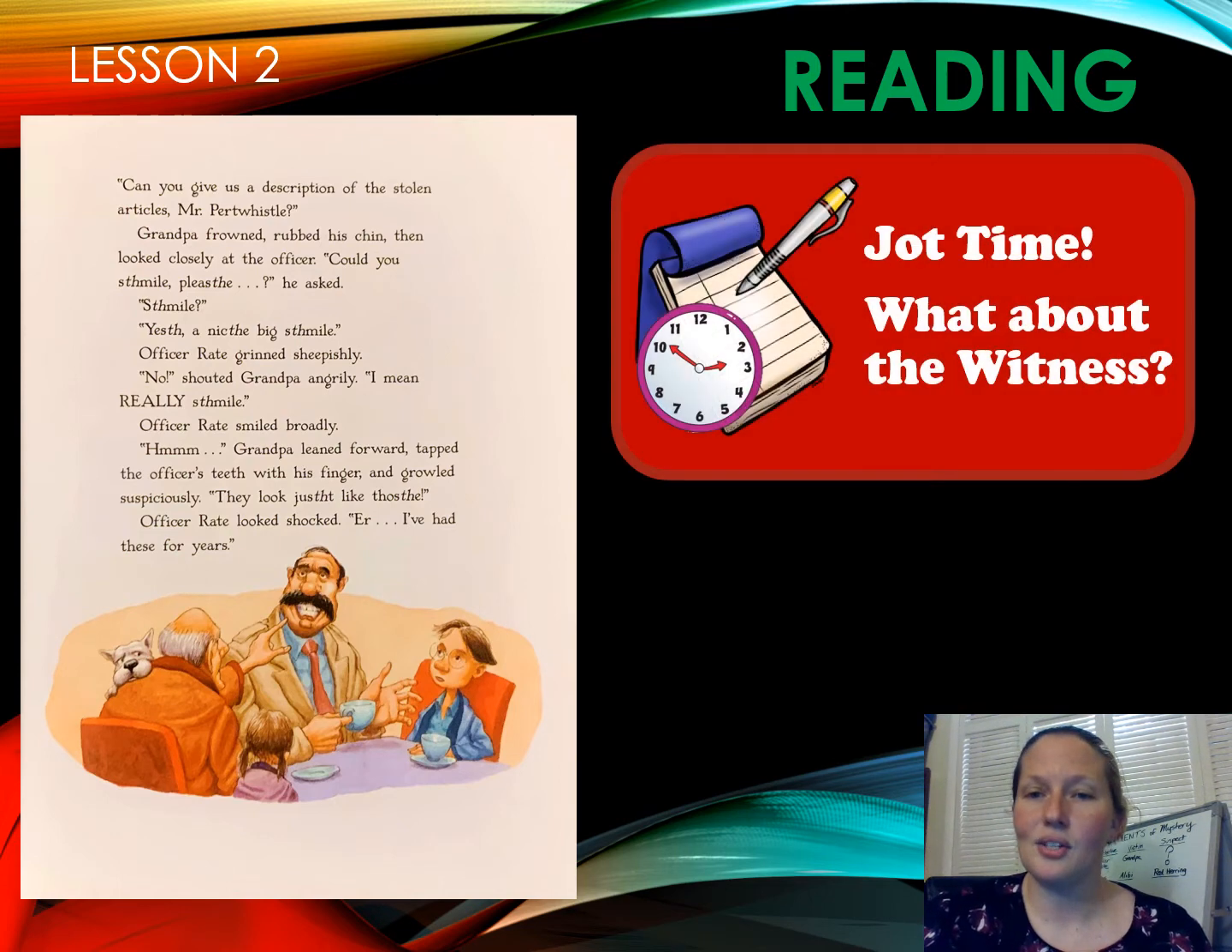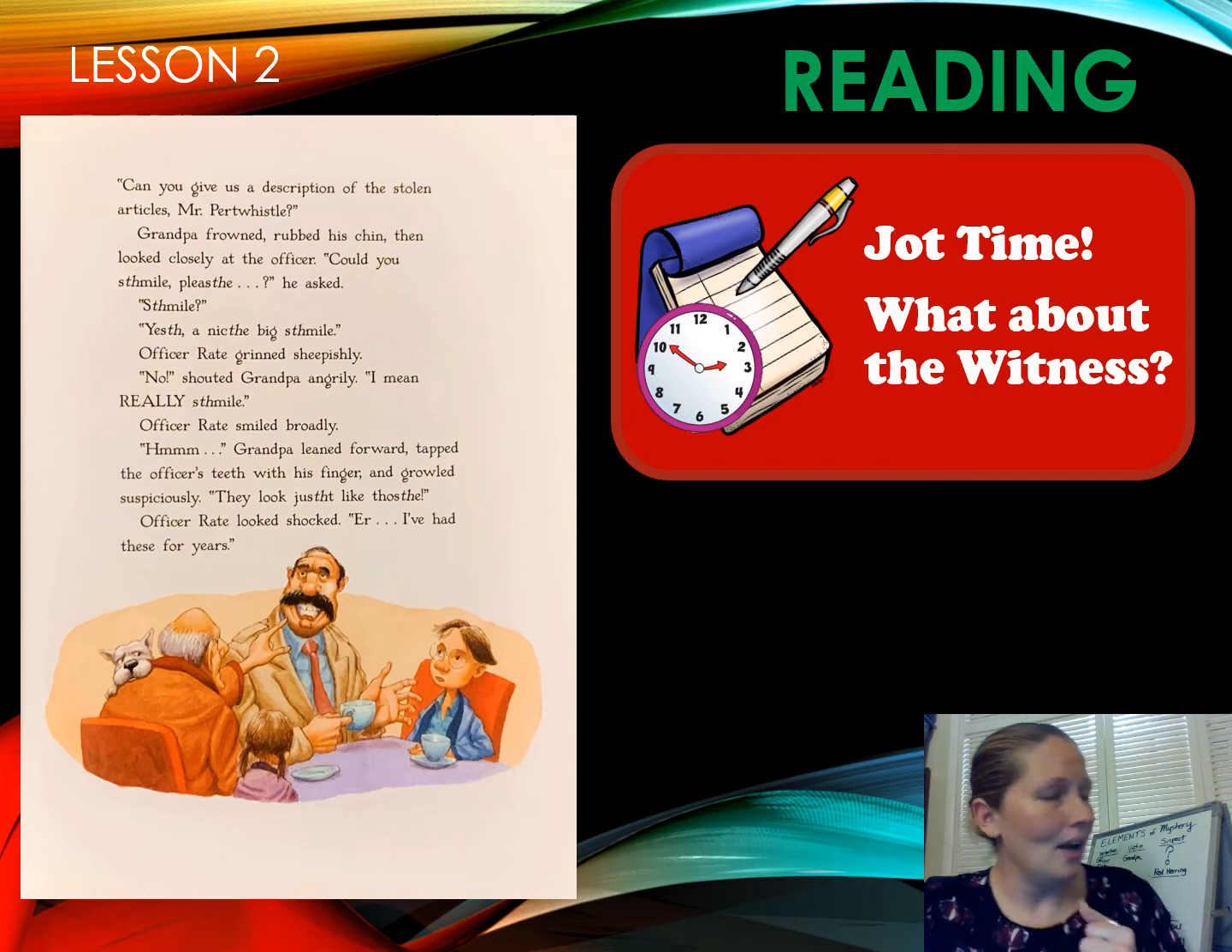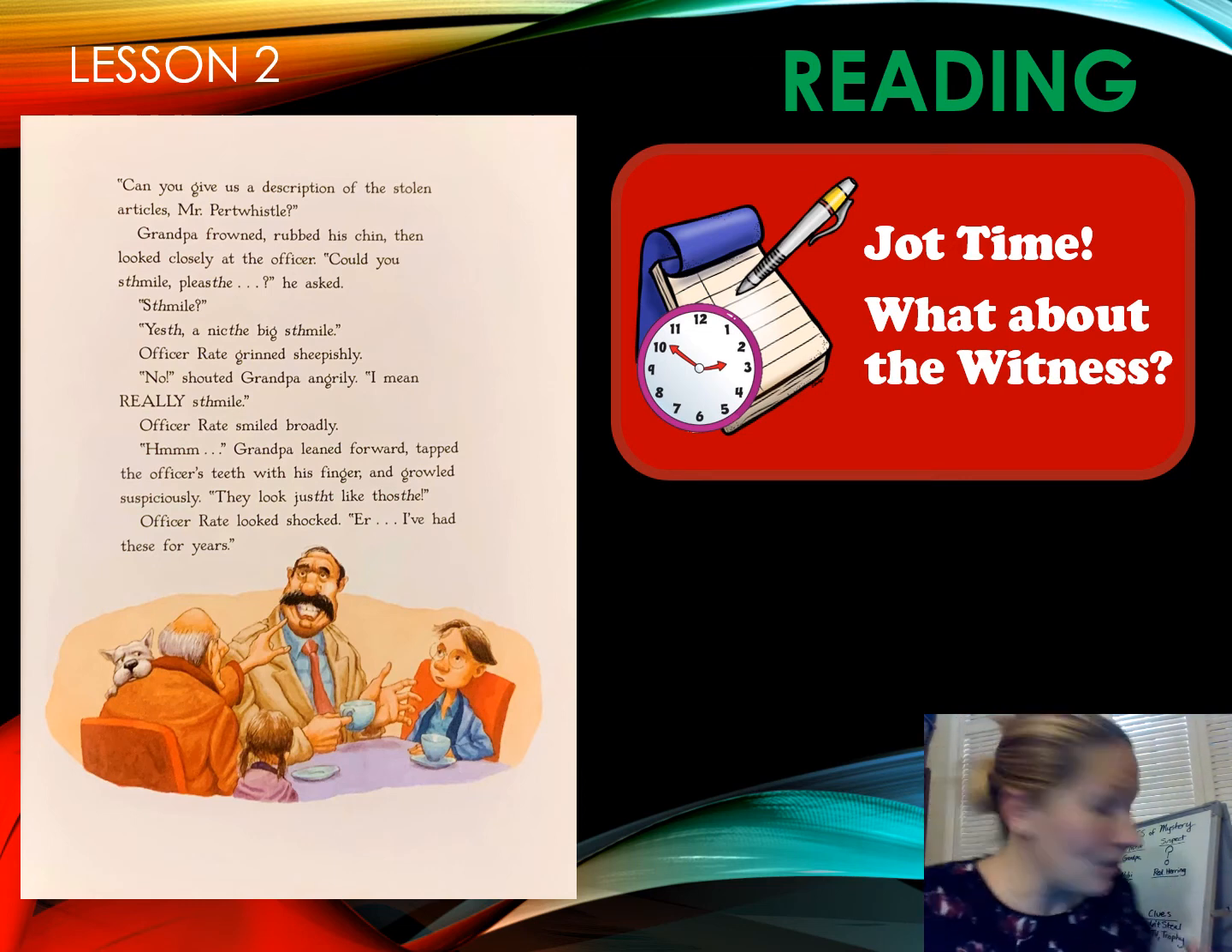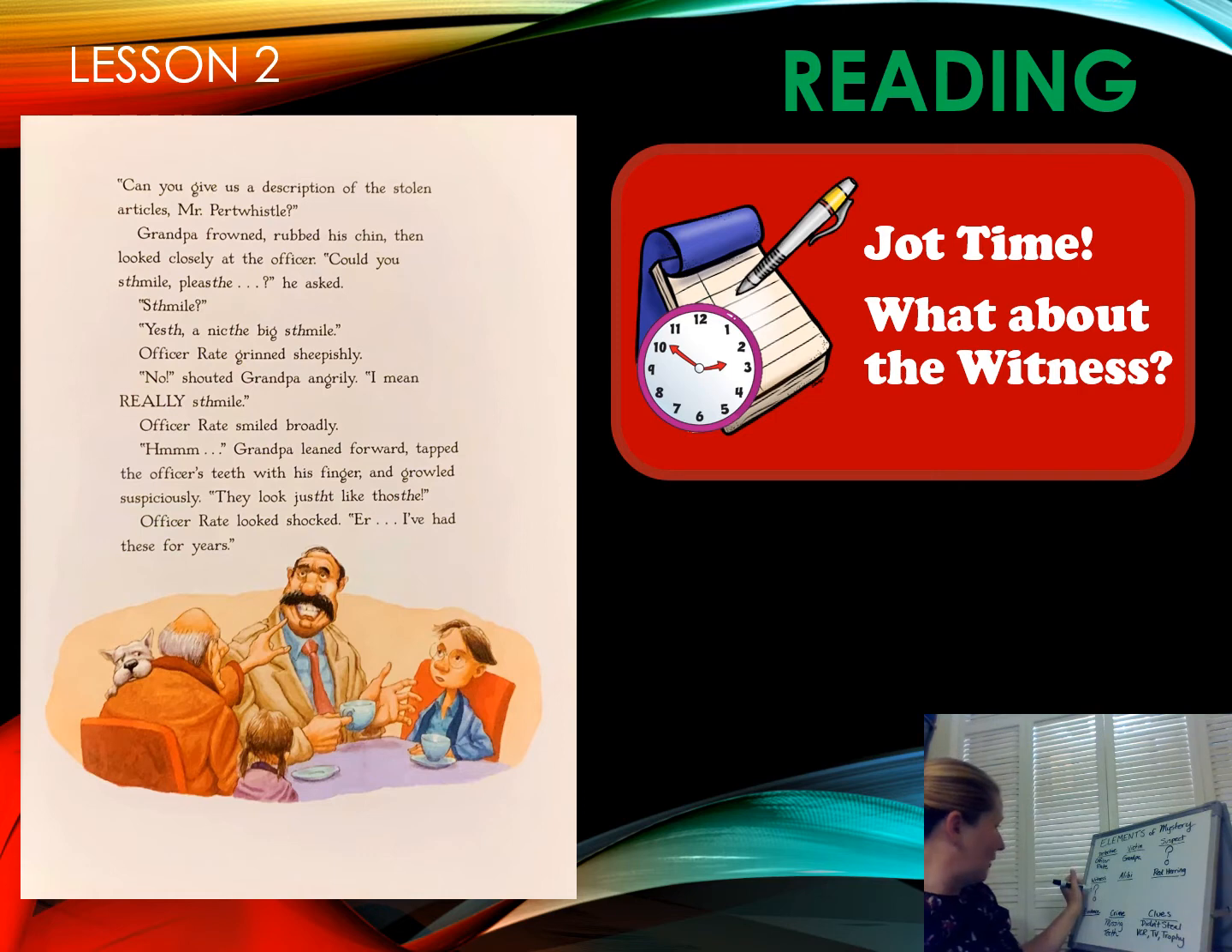Okay, so let's talk really quick. Our jot time, we're going to talk about the witness, okay? So who is our witness right now? I would say nobody. Like, we don't know who did it. There's no witness to help us out. The only thing that's a witness is Grandpa, and he's not really a witness. He's kind of just the victim, okay? So what you're going to do is go over to your witness part and draw your question mark, okay? So far you have no clue who the suspect is and no clue who a witness is.